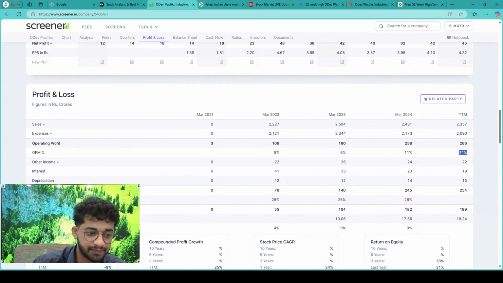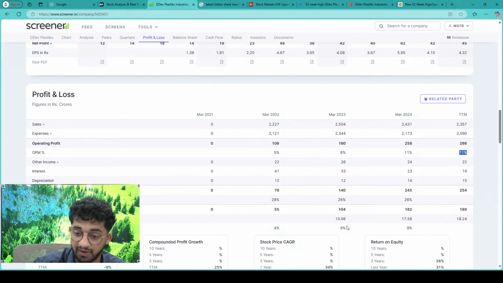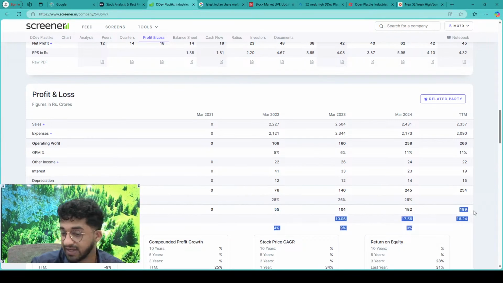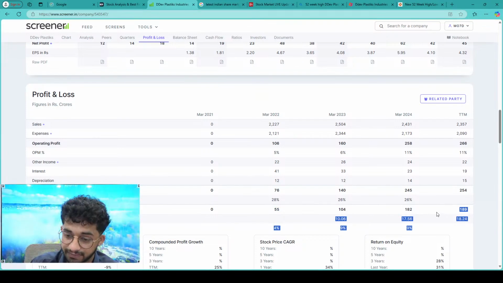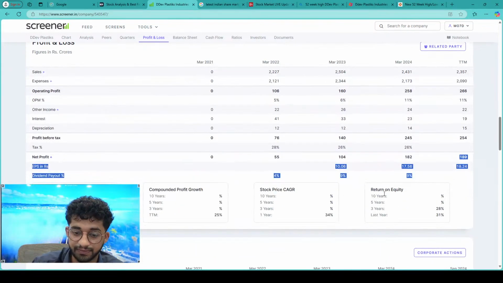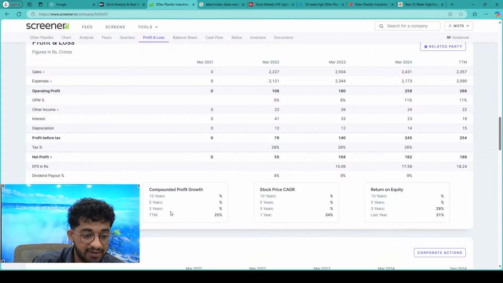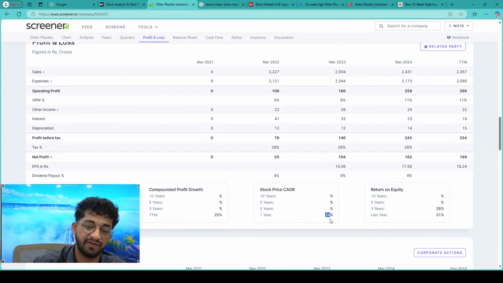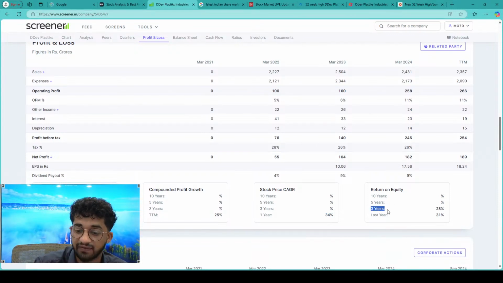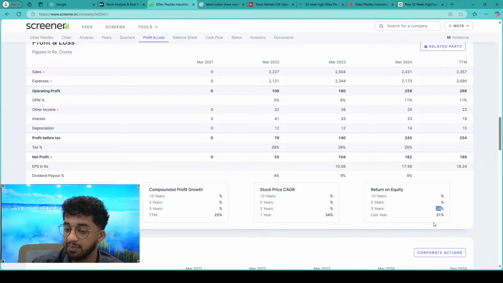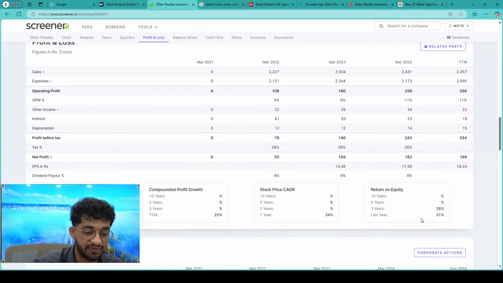And they have successfully converted their operating profit into net profit, that is per share profit, which we can see here. From 55 they have achieved 189, which is a drastic increase in value. The company has a compounded stock price growth of 34 percent, which is a very good value investment. And over the last 3 years, they have given investors a return of 28%, which is fabulous.